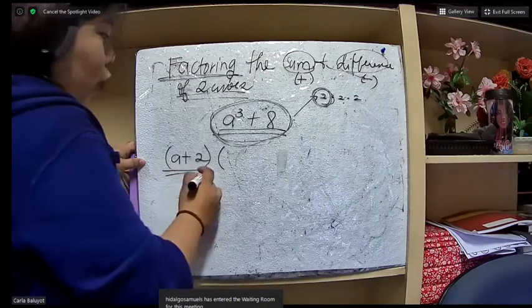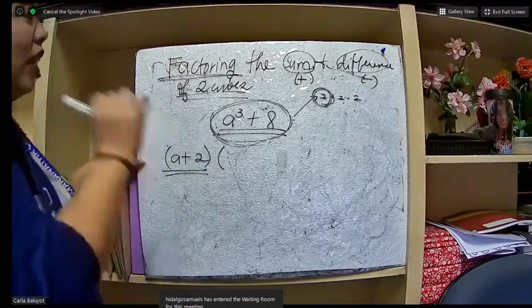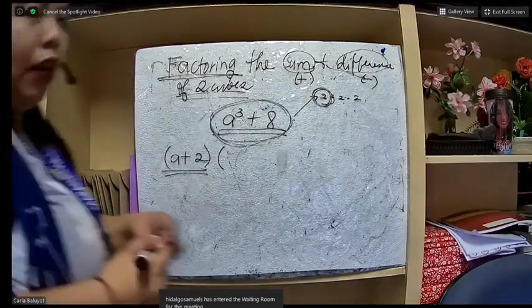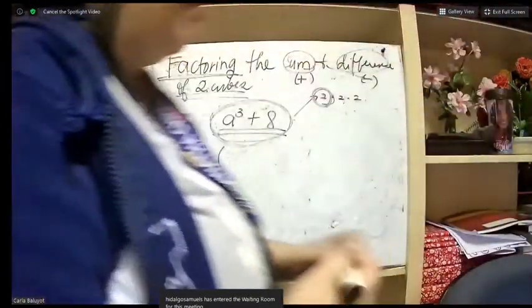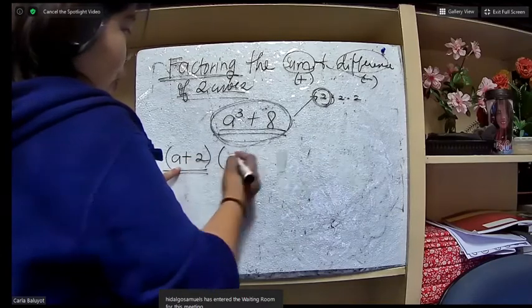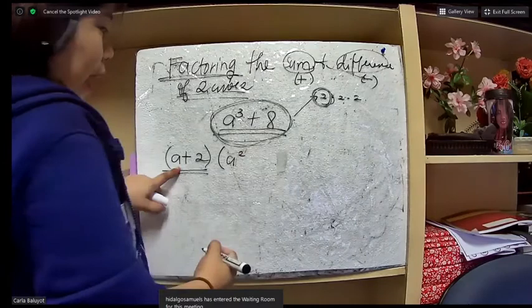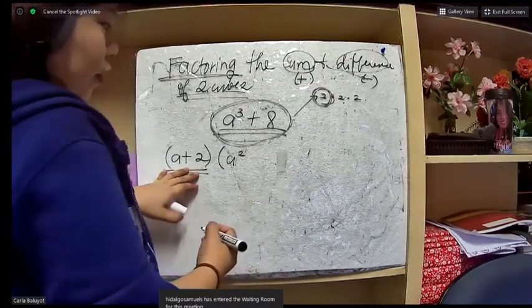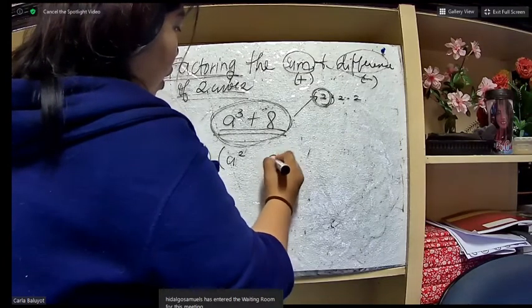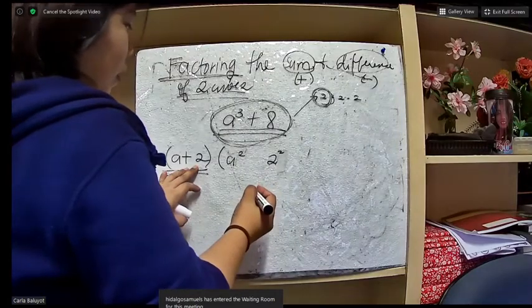So, how are we going to get the second factor? Ito yung first factor. Anong sabi? Square the first term. What is the square of a? A squared. Then, square the second term and multiply by negative.